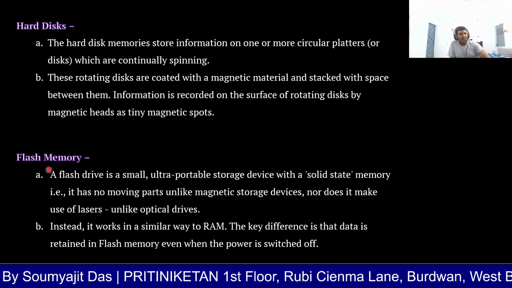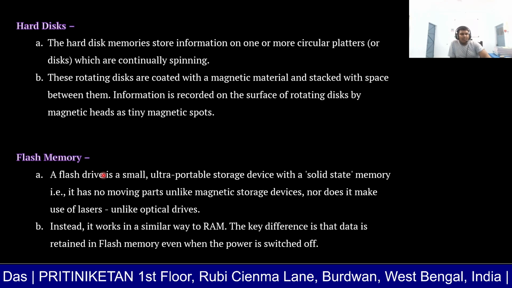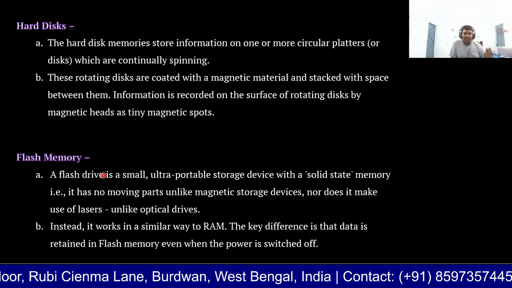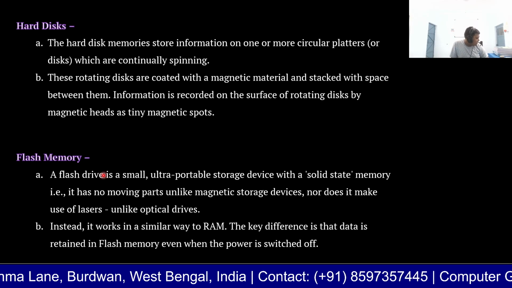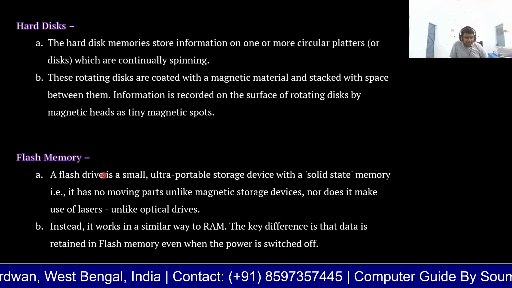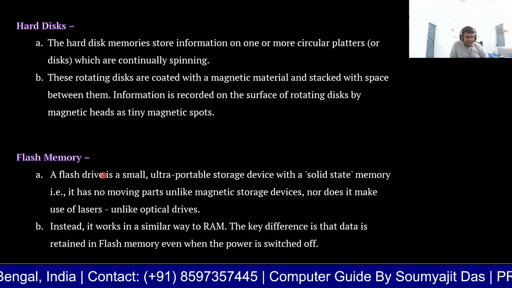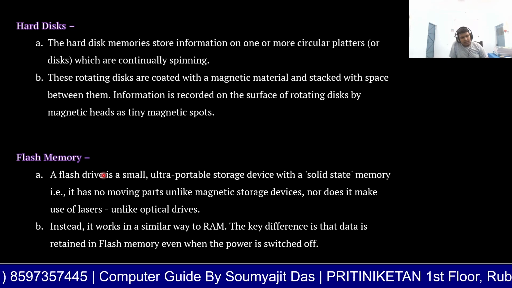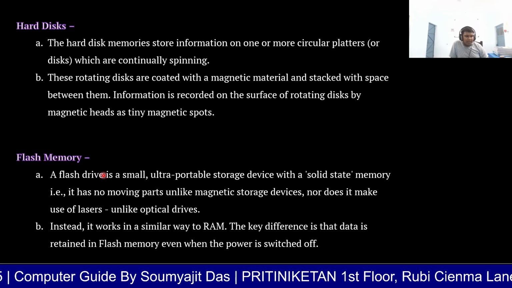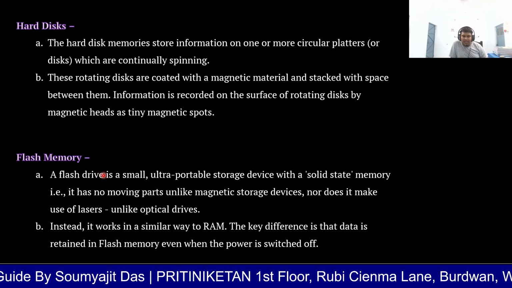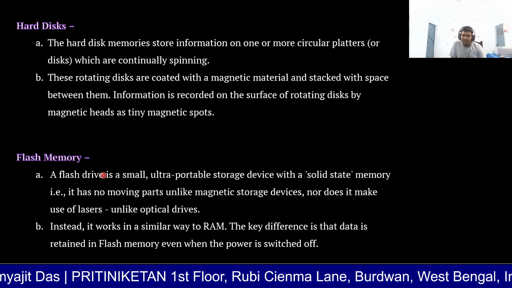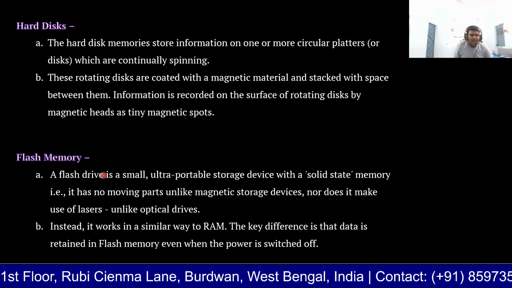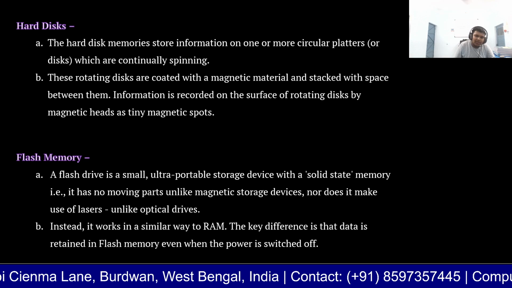Next, we have the flash memory. The flash drive is a small, ultra-portable storage device with solid-state memory. It can be carried. It's like a small pen or about the size of a thumb. It is not like an optical drive which uses a laser. It uses USB ports. It is similar in a way to RAM. The only difference is that it retains the data when it is off. RAM has similar features, but different. The RAM cannot store memory when off, whereas this can store the memory.